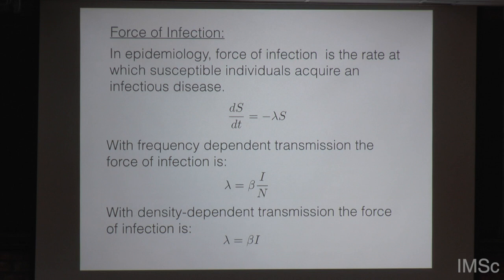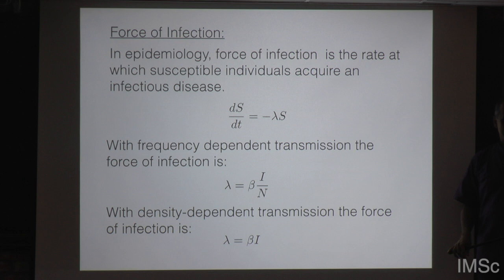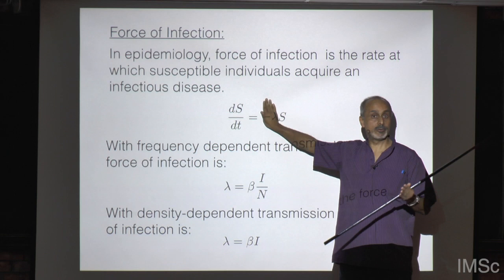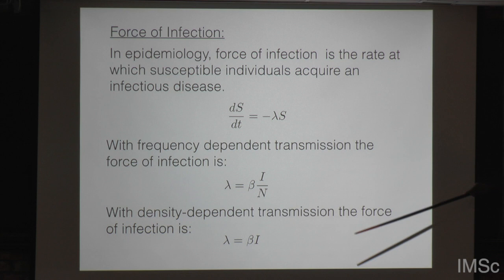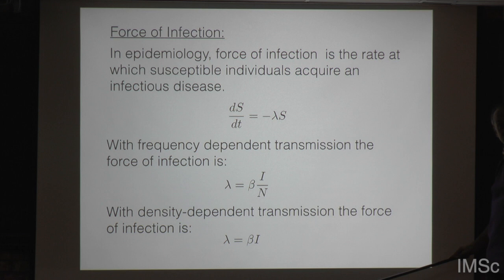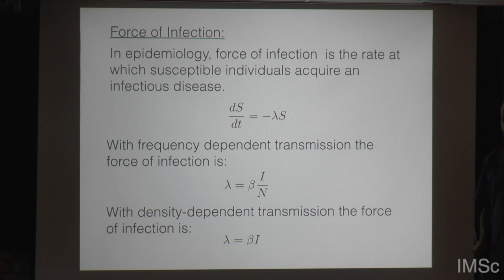And I'll do that by introducing a new phrase which is important, and that's called the force of infection. So in epidemiology, the force of infection is the rate at which susceptible individuals acquire an infectious disease. So that's dS/dt on the left-hand side. Okay? So the way I'm going to define the force of infection says dS/dt is proportional to S, certainly, because the population is well mixed. The number of people falling in must be proportional to the total number of people anyway. It all hides in the assumptions that I make regarding lambda. So of the two methods that I pointed out, with frequency-dependent transmission lambda is beta times I by N, but with density-dependent transmission, the first example that I showed you, it's beta times I. So in the first case it's proportional to the fraction of the population that is infected, and in the second case it's proportional to the number in the population that is infected.